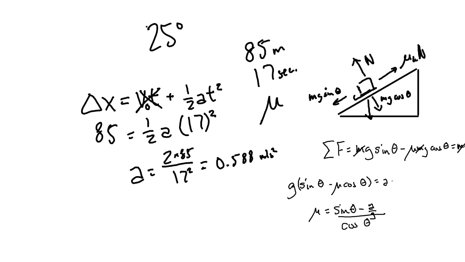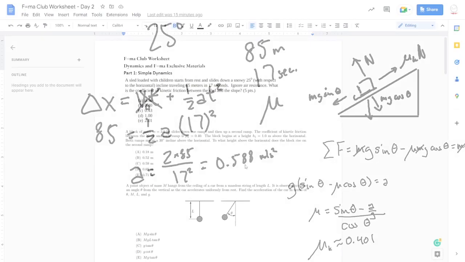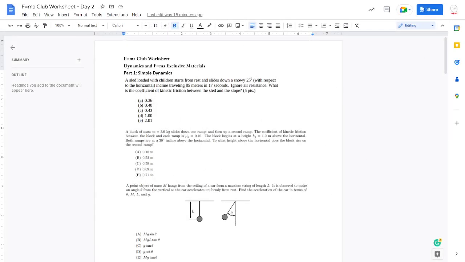And we know our theta is 25, so if we just do this on our calculator, sine of 25 minus 0.588 over 10 divided by cosine of 25, and that is going to give us our mu k, which is going to be around 0.401. And the closest answer to that on our sheet is going to be here, which is B, 0.4.